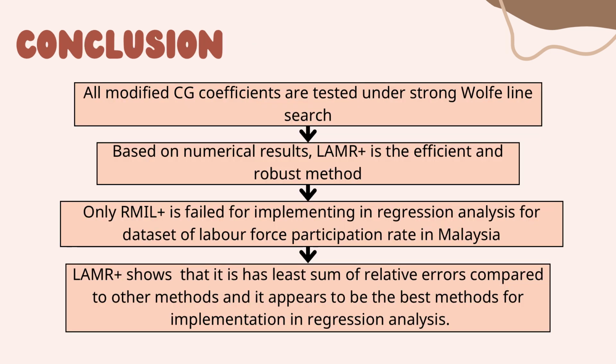As all modified CG coefficients are tested under strong Wolfe line search based on numerical results, LAMR+ is the efficient and robust method. Only RMIL+ failed in implementation for regression analysis of the dataset of labor force participation rate in Malaysia. LAMR+ shows that it has the least sum of relative errors compared to other methods, and it appears to be the best method for implementation in regression analysis.